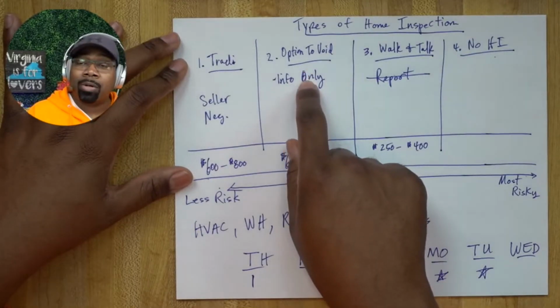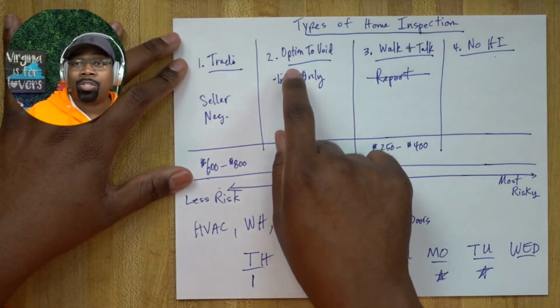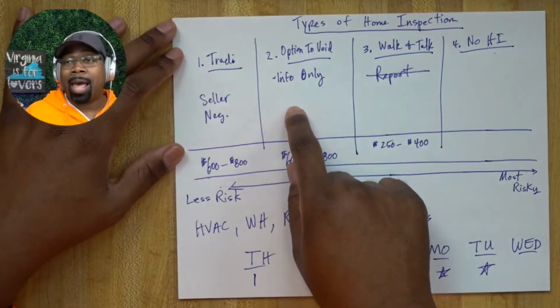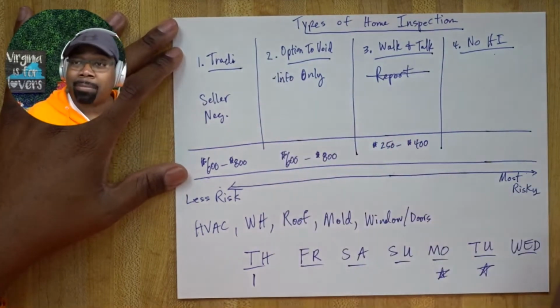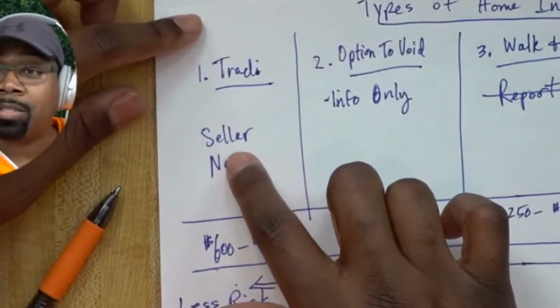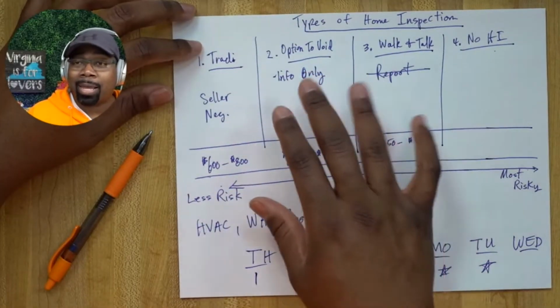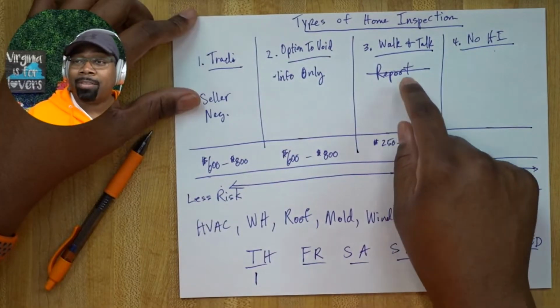With the option to void, this gives you only two options. Either you're going to move forward with the deal, or you're going to destroy the deal. You're going to kill the deal. I still recommend that even if you're in the option to void phase of the process, you still negotiate with the seller. You still come back at them with whatever you think would suffice to not kill the deal.